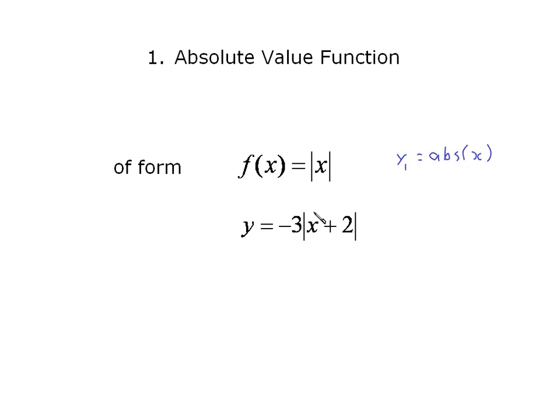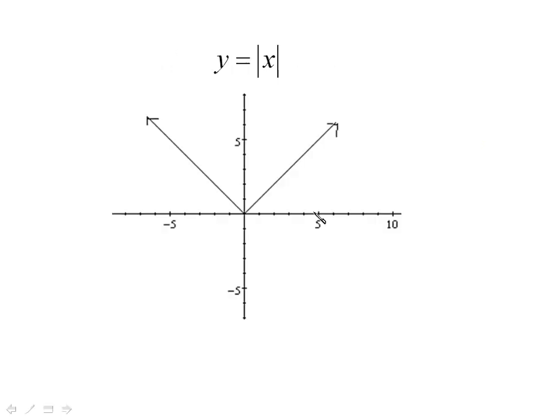And you see this is another absolute value function, negative 3, multiplied by the absolute value of x plus 2. And the basic absolute value graph just looks like a V with its vertex right there at the origin. But we can do lots with it by transforming that graph.